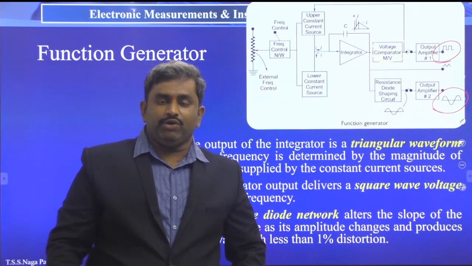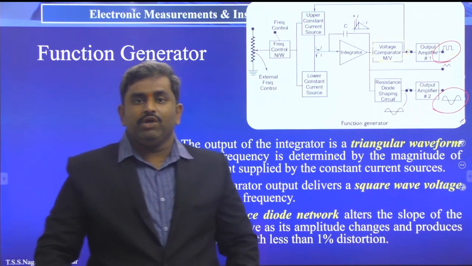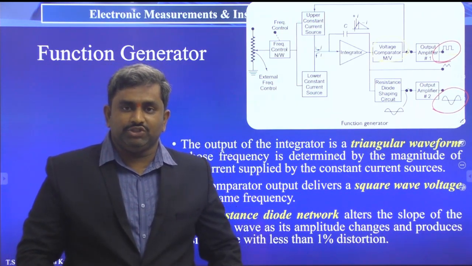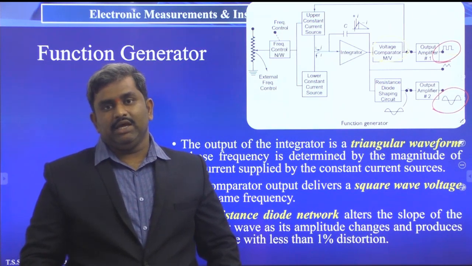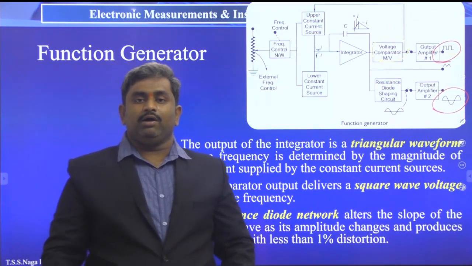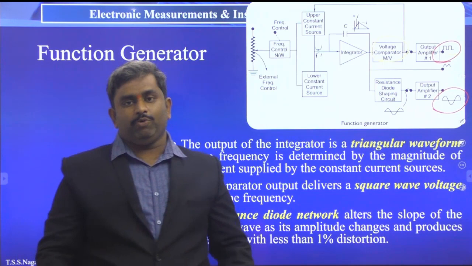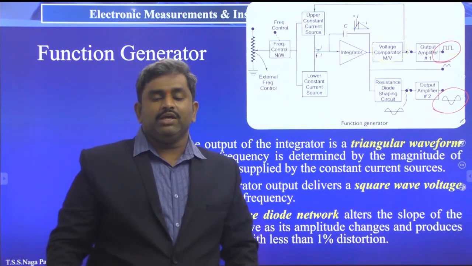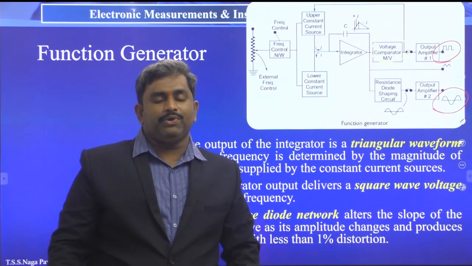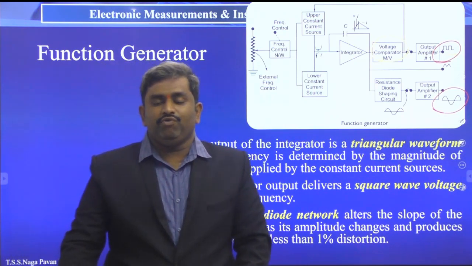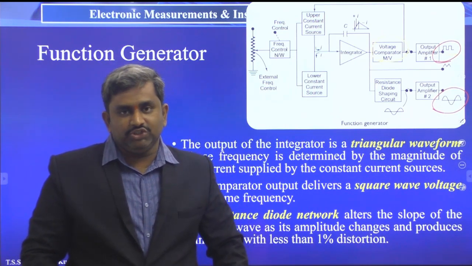So for that reason we use signal generators with a range of 0 to 1 megahertz in educational institutions. And these function generators provide three outputs: sinusoidal waveform, square waveform, and triangular waveform. These three waveforms we can get from these function generators.